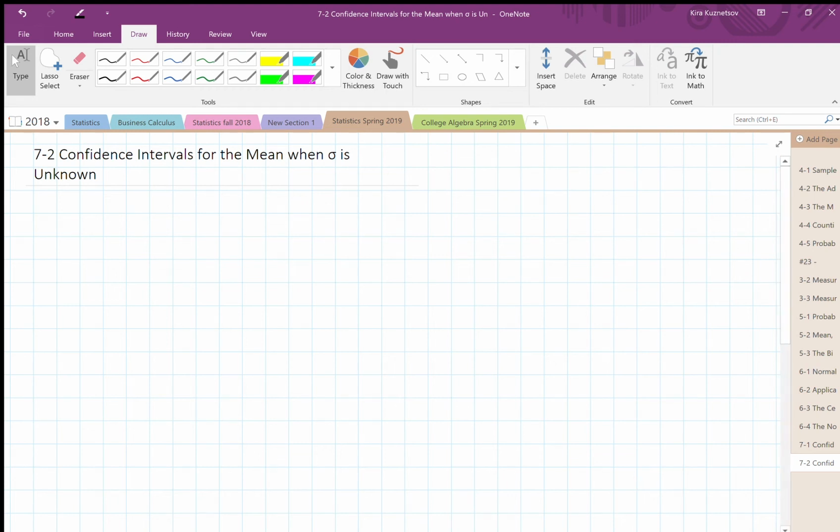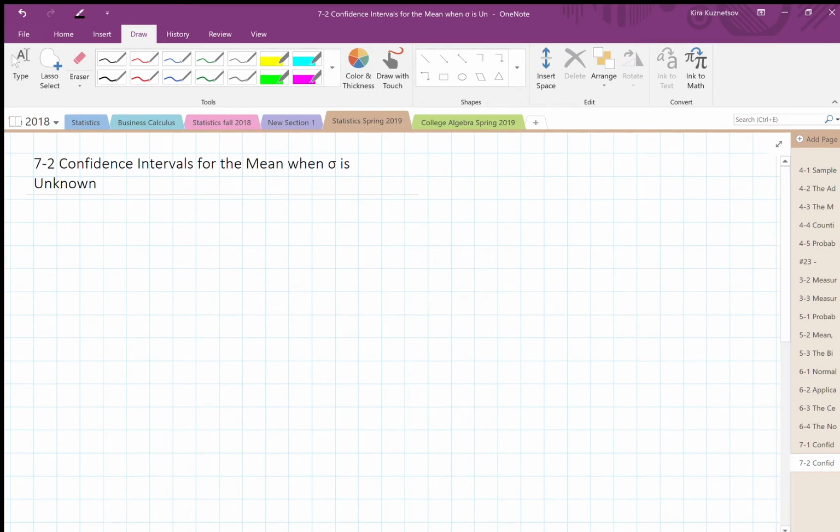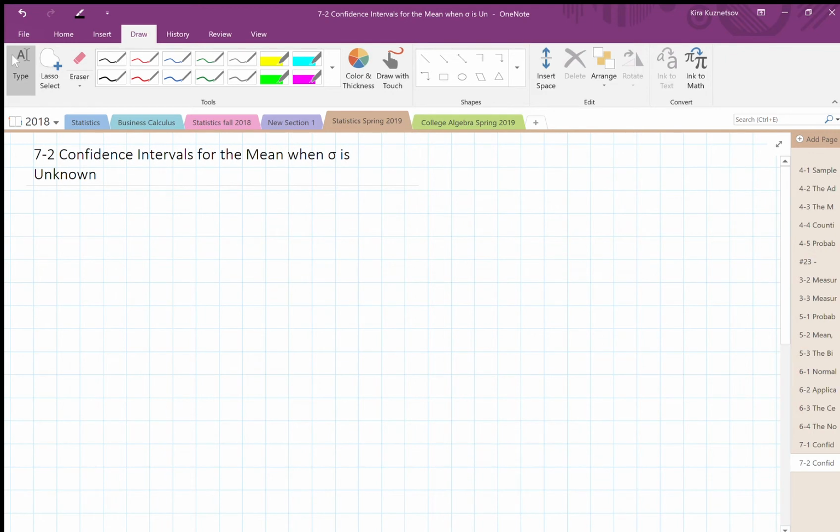This is a lecture on 7-2, confidence intervals for the mean when sigma is unknown. Section 7-2 looks exactly the same as 7-1. We're inferencing about the mean, so we're going to predict the population mean according to the sample. The only difference from 7-1 is that there we are aware of the standard deviation of the population. In 7-2, the standard deviation of the population is unknown. We have to use the standard deviation of the sample.